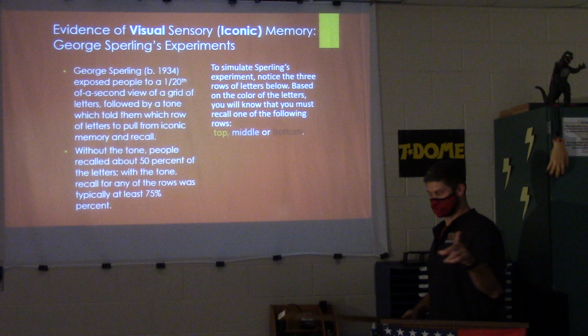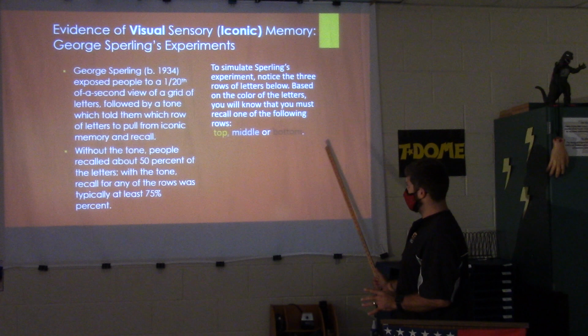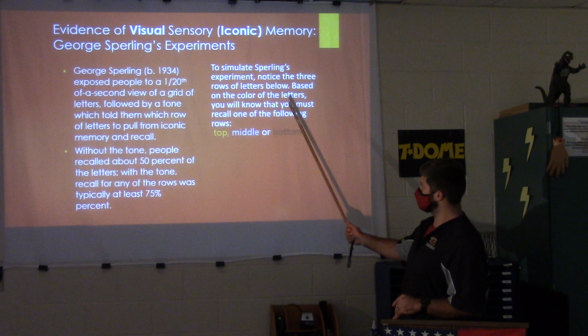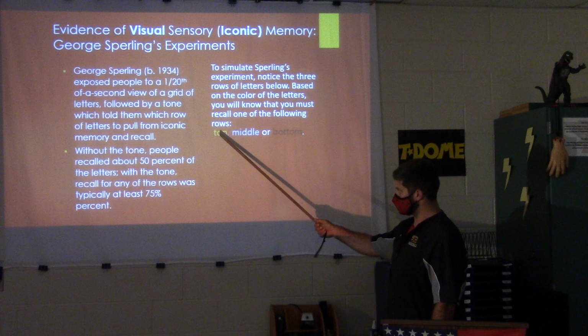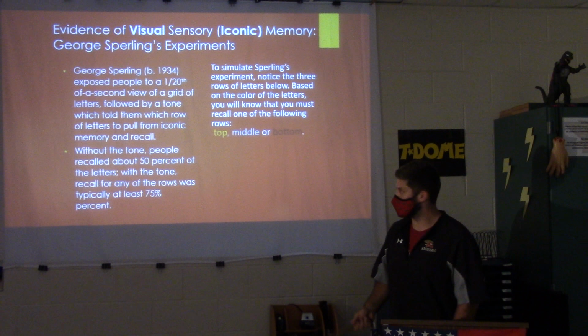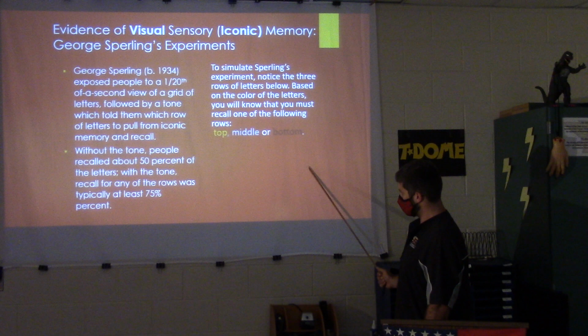To simulate Sperling's experiment, notice the three rows of letters below. You won't see them. They're actually going to pop up right here. So based on the color of the letters, you will know that you must recall one of the following rows. And we're talking about rows, not columns. So if all the letters are gold or yellow, you'll remember the top row. If all of the letters are blue, meaning the whole grid, you would remember the middle row. And if all of the letters are black, you're going to remember the bottom row.